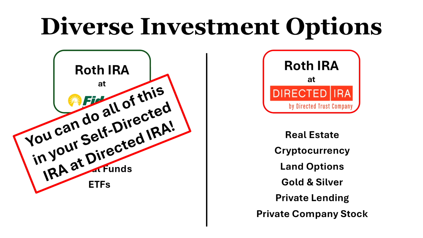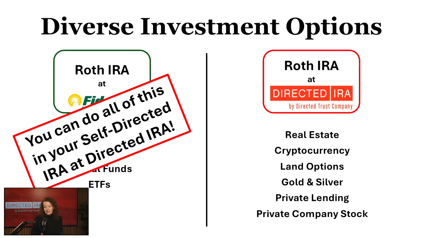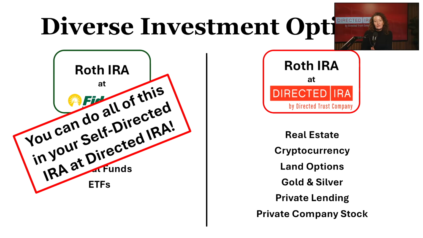Well, the good news is, guys, that even with all of the stuff that the Roth IRA at Fidelity allows you to do, those stocks, bonds, mutual funds, and ETFs, you can do all of that with your self-directed retirement account at Directed IRA as well. So not only can you invest in real estate, crypto, land options, gold and silver, etc., I could go on and on, you can also do the good old stocks, bonds, and mutual funds. We have a lot of clients that leverage both options. Again, diversification is always key, but having some closer to liquidity when it comes to those publicly traded assets is something that a lot of our clients do to diversify.